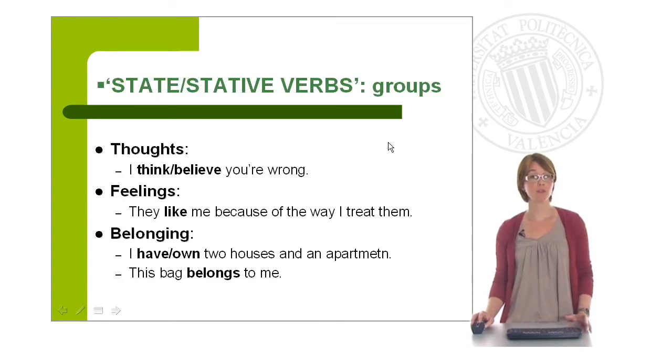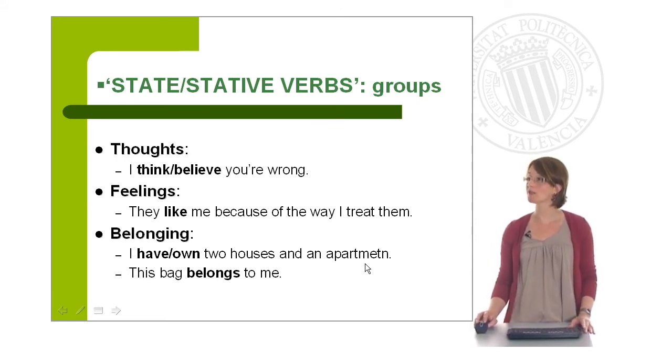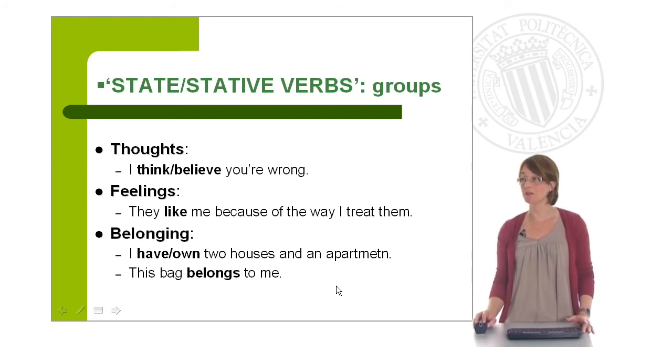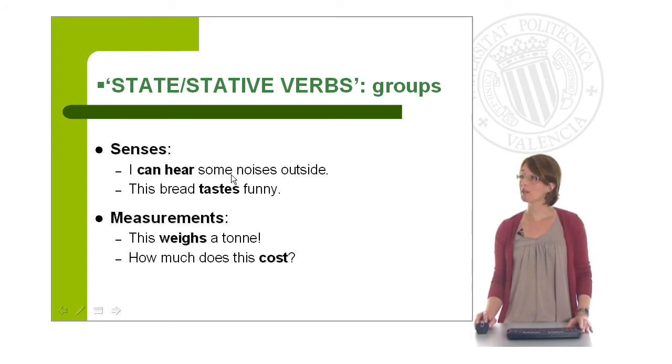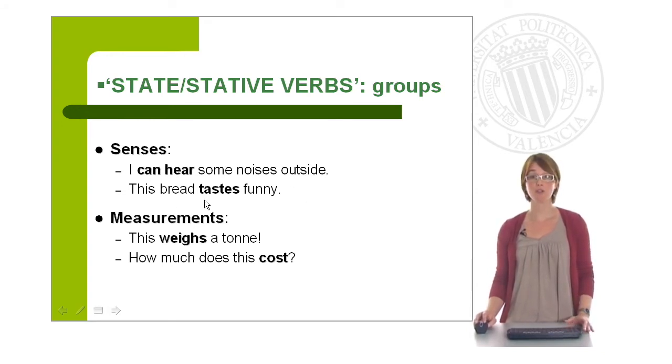Now I'm going to give you an example for each of the groups. Verbs that refer to thoughts are, for example, I think, I believe you're wrong. Those verbs which refer to feelings are verbs such as like, they like me because of the way I treat them. With regard to belonging, we have I have or I own 2 houses and an apartment, or this bag belongs to me. Okay, verbs that refer to senses are I can't hear some noises outside, or this bread tastes funny. And finally, in the category of measurements, we have this weighs a ton, or how much does this cost?